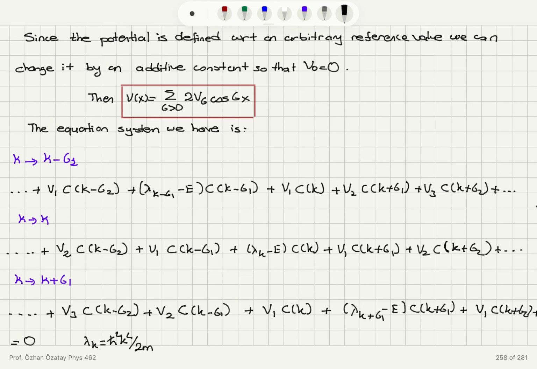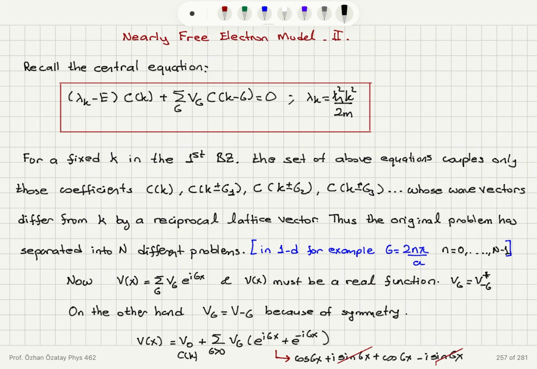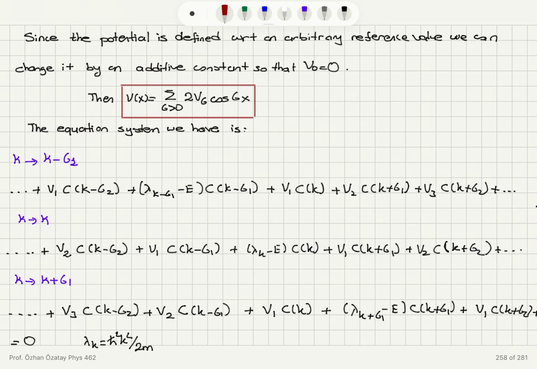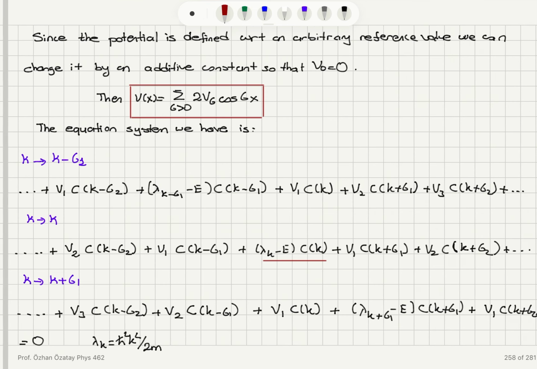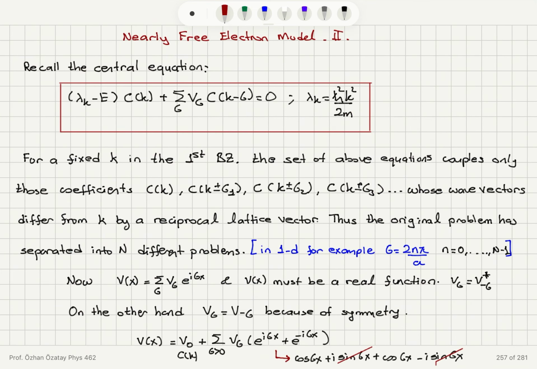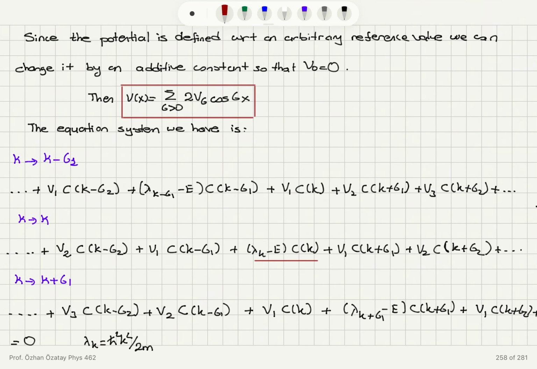Now I want to look at this central equation. So the first possible value of k that I will consider is k. So it's lambda k minus E, c of k, plus the sum over g of V_g c of k minus g. So for the k term, I will have lambda k minus E, c of k, and then I will have here for the first g term, I substitute g1, so it's going to be V1 c of k minus g1, so that will be this term here.